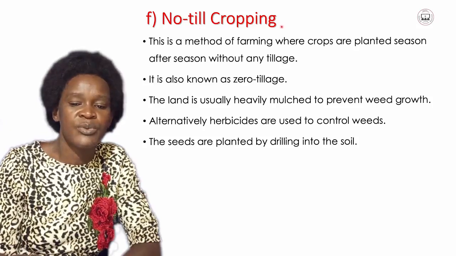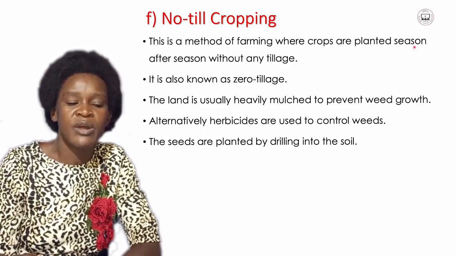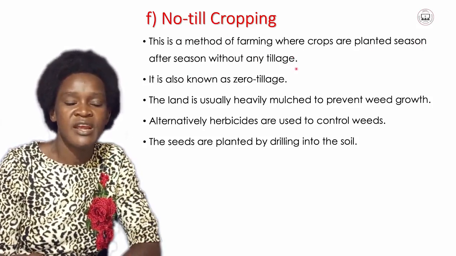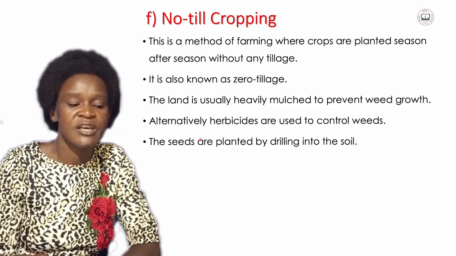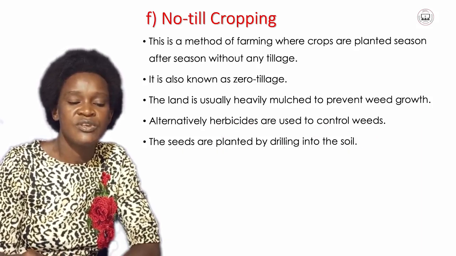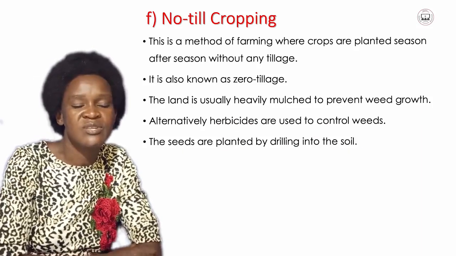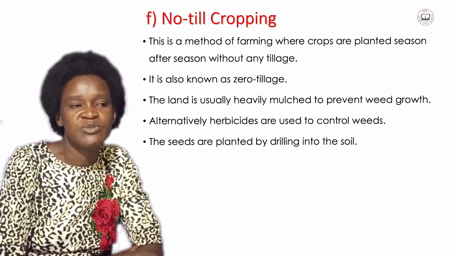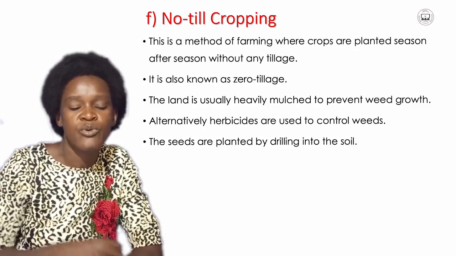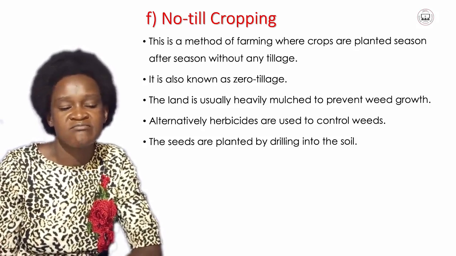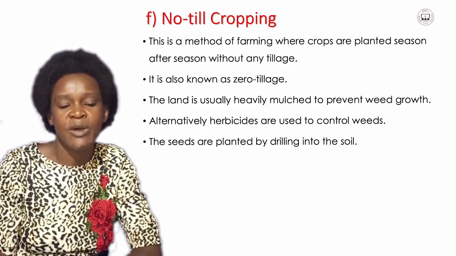Then we have no-till cropping. This is a method of farming where crops are planted season after season without any tillage. It is also known as zero tillage. The land is usually heavily mulched to prevent weed growth. Alternatively, herbicides are used to control weeds. The seeds are planted by drilling into the soil. So in no-till cropping, most of the time the land is not disturbed in terms of land preparation, tilling, whatsoever. Those activities are not done. That's why the name no-till cropping. There's just some minor tillage whereby maybe you just create the holes where you're going to plant your seed.